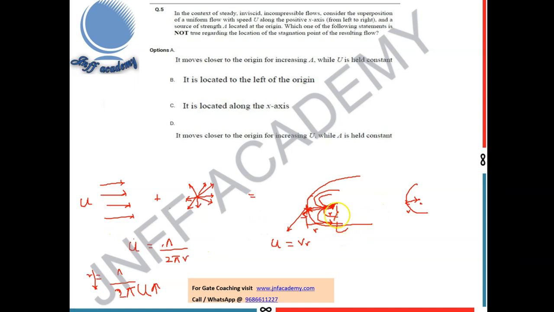So that statement is right, which means that it moves closer to the origin. This statement is also right. So B, C, D are true statements.